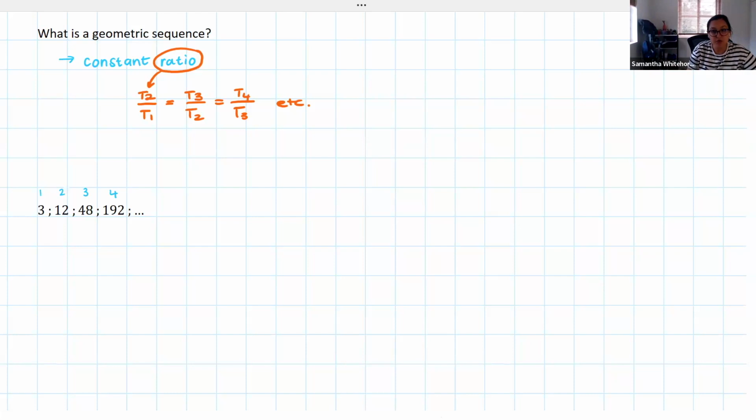And what we want to check for is whether or not these ratios are constant. So if I took term 2 and divided it by term 1, that would be 12 divided by 3, which we know is 4. If I did the same thing now with term 3 divided by term 2, that would be 48 divided by 12, which is 4. And if I did term 4 divided by term 3, I would have 192 divided by 48, which you might need to use a calculator for, which is absolutely fine. But either way, you get 4.